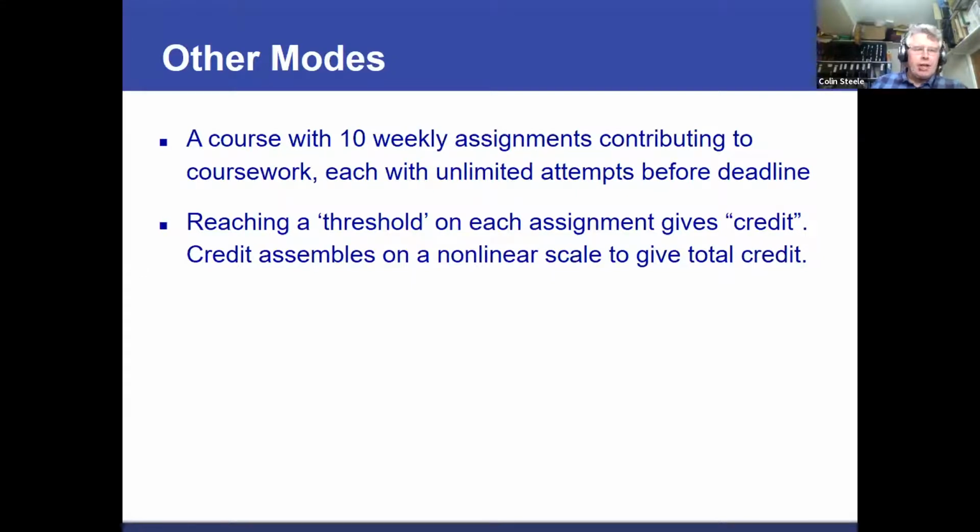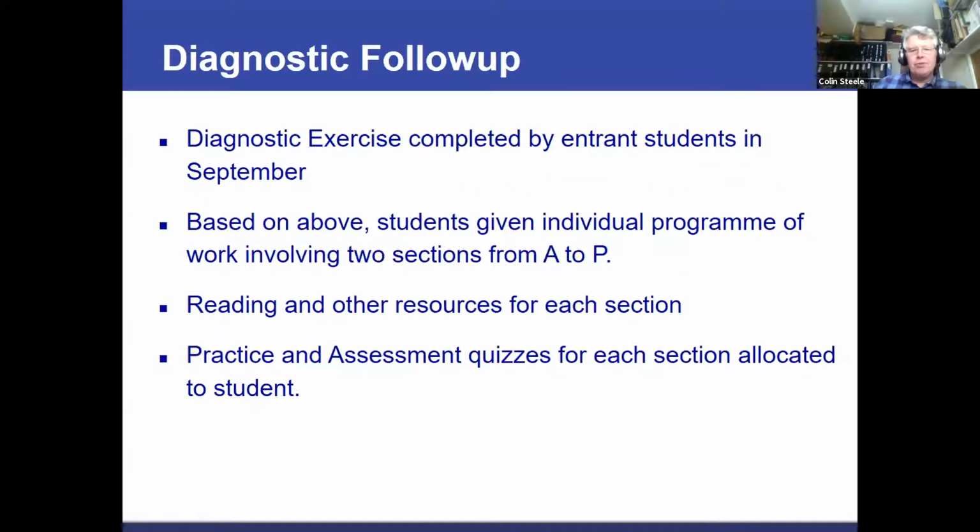There was one particular course, for example, assignments each week, and as long as students got more than a particular threshold, set at 60%, they got the credit for that particular quiz, and that credit would assemble in order to give them a mark at the end. One place where it proved extremely useful was what we called the diagnostic follow-up.